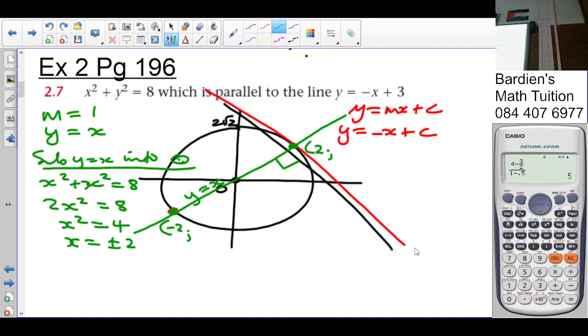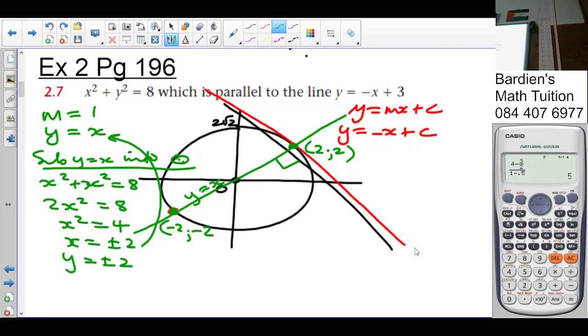How do I calculate my y value? By substituting that into any one of the previous equations. Definitely going to go with the easier one. So that would be y is equal to plus minus 2 as well. So if x is 2, y is 2. If x is minus 2, y is minus 2. So there's negative 2 and 2. So they are my points of contact.